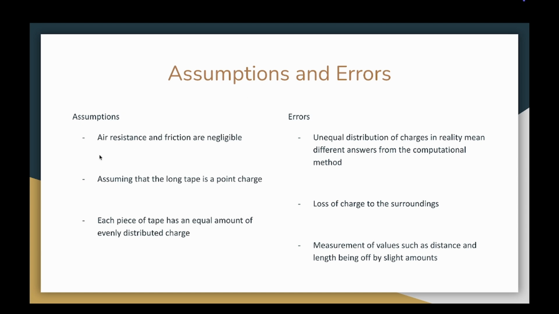So some assumptions and errors. You assume that air resistance and friction are negligible and that the long tape is a point charge. Each piece of tape does have an equal amount of evenly distributed charge in this experiment as an assumption. And some errors as a result of this are that an unequal distribution of charges in reality means different answers from the computational method. There's also a loss of charge to the surroundings, mainly touching the tape. And there's a measurement of values such as distance and length being off by slight amounts.